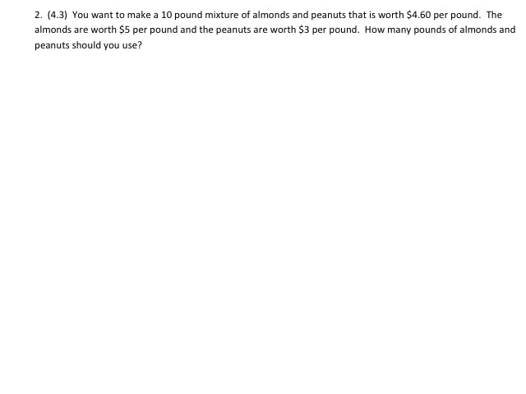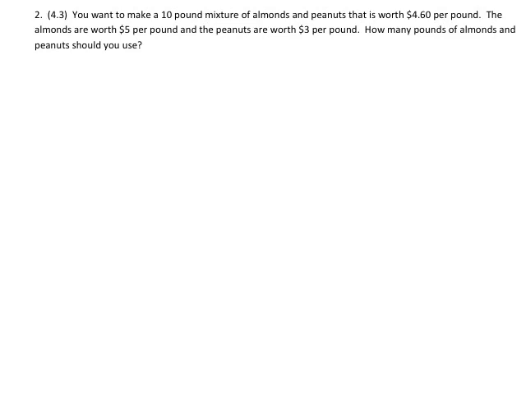Alright, let's go ahead and take a look at this one. You want to make a 10-pound mixture of almonds and peanuts that is worth $4.60 per pound. The almonds are worth $5 per pound and the peanuts are worth $3 per pound. How many pounds of almonds and peanuts should you use?